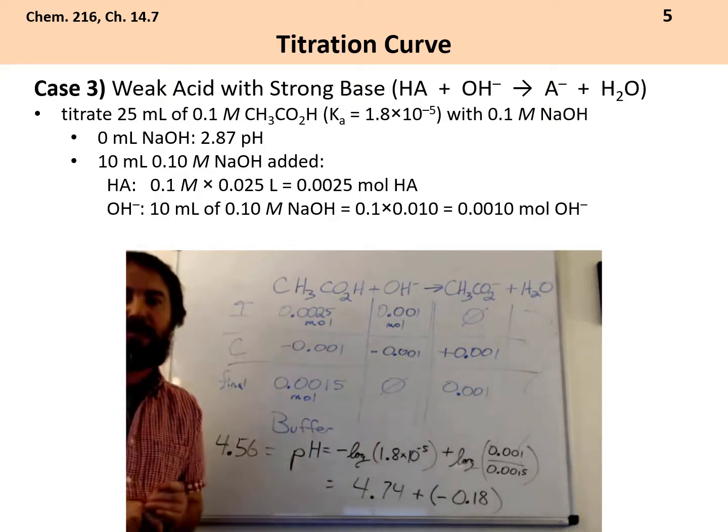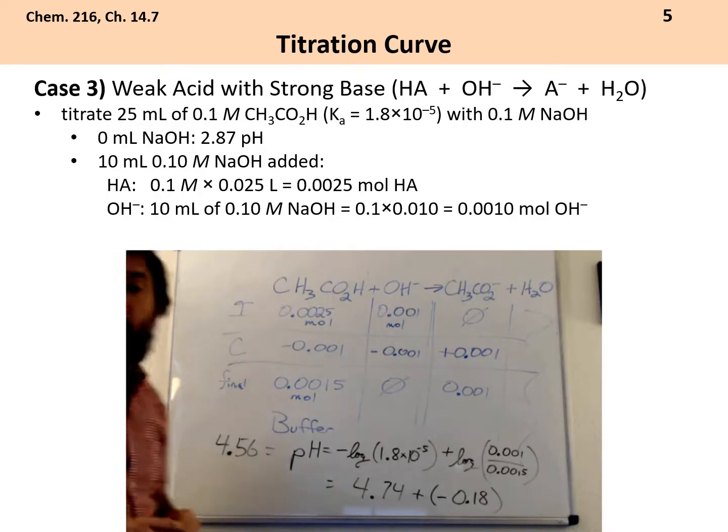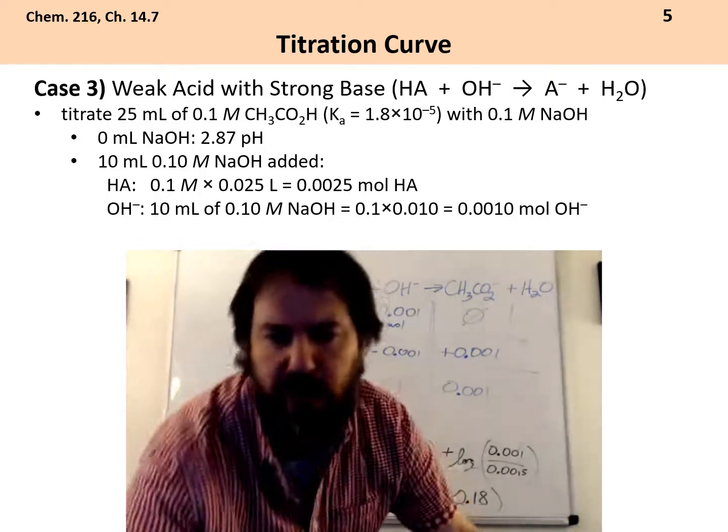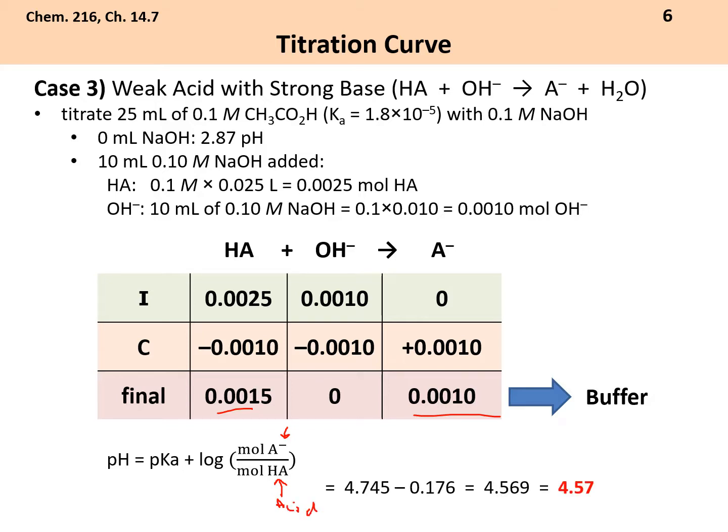Notice what's happened to my pH. If you look at the screen at the top, I started off at 2.87. I went ahead and added some of the OH minus, and notice I got to 4.56. So the pH increased, not a lot, but still quite a significant amount. Let's go ahead and show this on the screen. We figure out how much of our buffer components we have. Use pH equals pKa plus log of base over acid. And I end up with my pH.